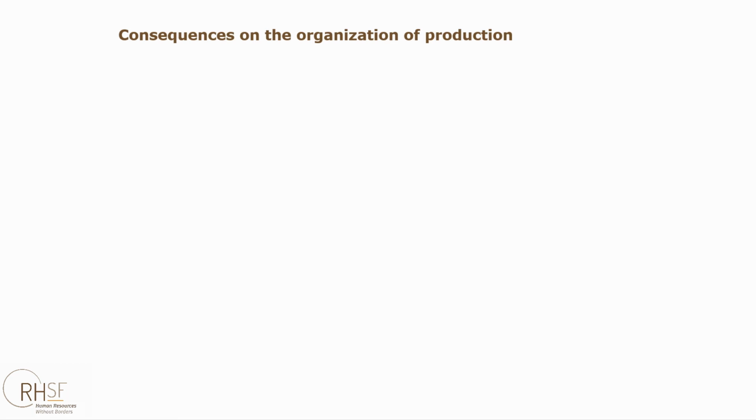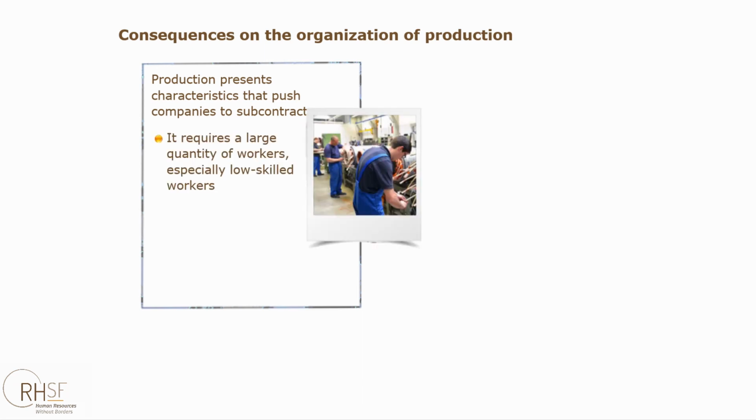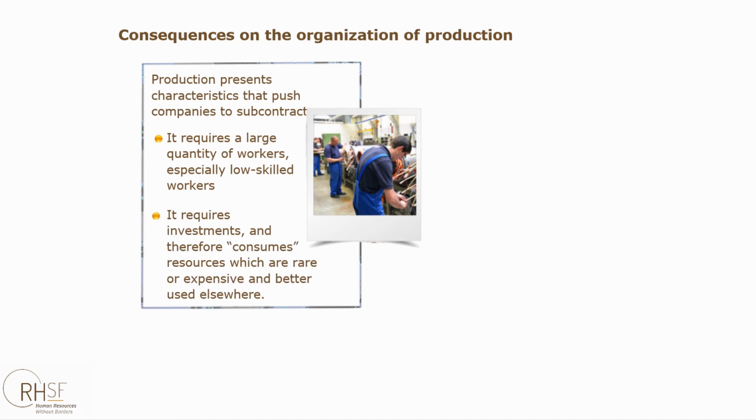However, in many business activities, production presents characteristics that push companies to subcontract. It requires a large quantity of workers, especially low-skilled workers, who can provide a satisfactory level of quality if they are supervised and are taught the right techniques and methods. It requires investments and therefore consumes resources which are rare or expensive and better used elsewhere.